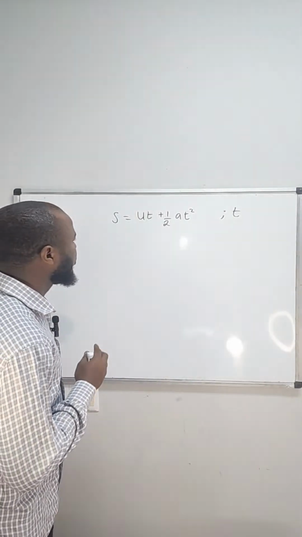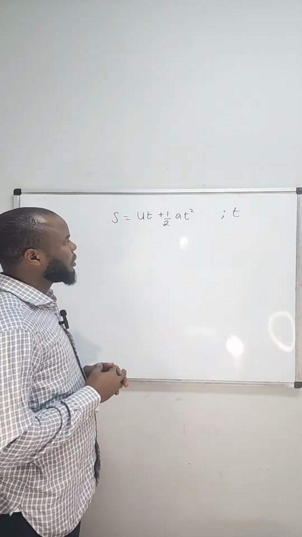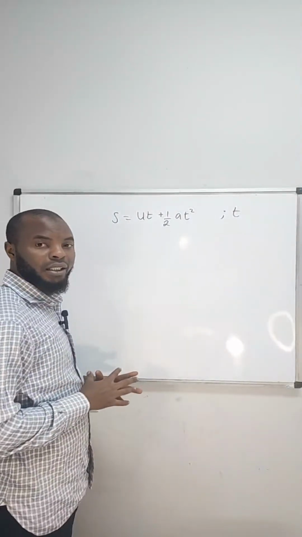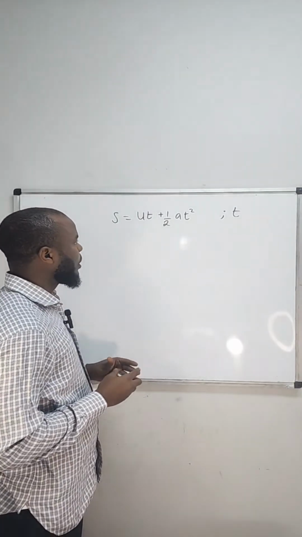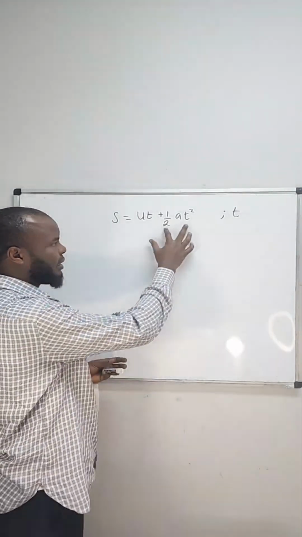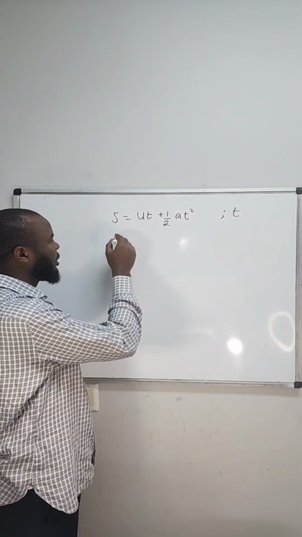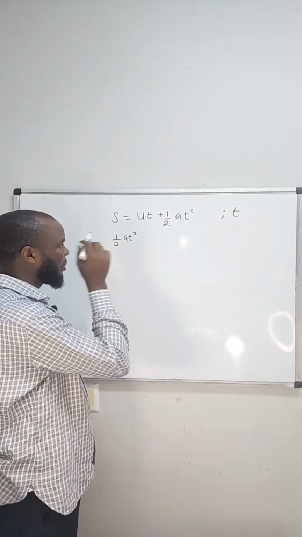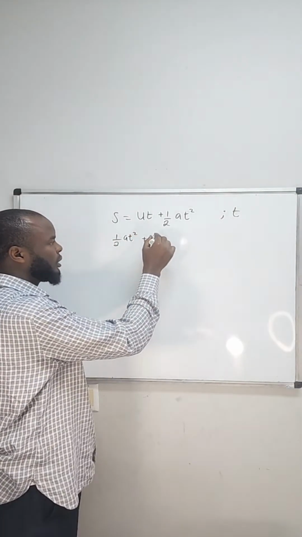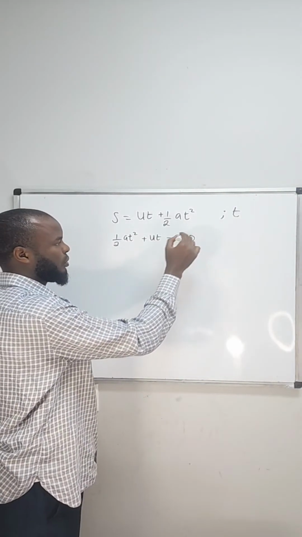Now, there are several ways you can do this. But one thing I would like you to do is, this is a quadratic equation problem. So the first thing you have to do is rewrite this by making it equal to zero, which is going to be half AT squared plus UT minus S equals 0.